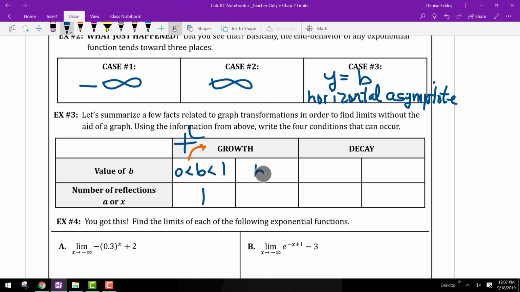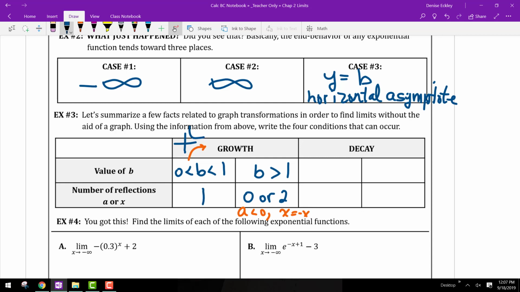So if b is greater than 1, whoops, I said 1, then I write 0. If b is greater than 1, you can have no reflections, or 2. You could flip it over to be decay and then flip it over again. So in that case, a is less than 0 and x is negative. That'll give you a reflection over the x and the y. So you're back to having a growth function. It won't look exactly the same as it did, but the end behavior still reflects growth.